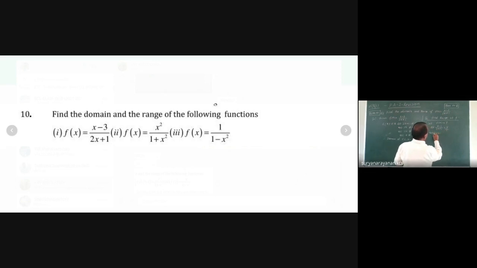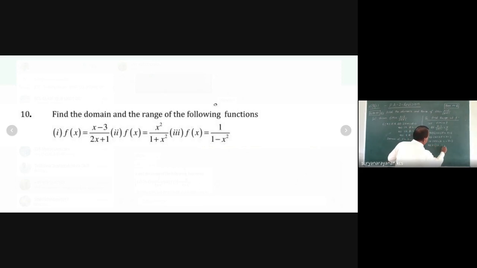2x plus 1 into y is equal to x minus 3. 2xy plus y is equal to x minus 3. We have to write only x in LHS and we send all the remaining terms to RHS. Understood this point, my children? 2xy minus x is equal to minus y minus 3. Just we are transposing the required terms from LHS to RHS, from RHS to LHS at a time. From these two terms, we take x common.